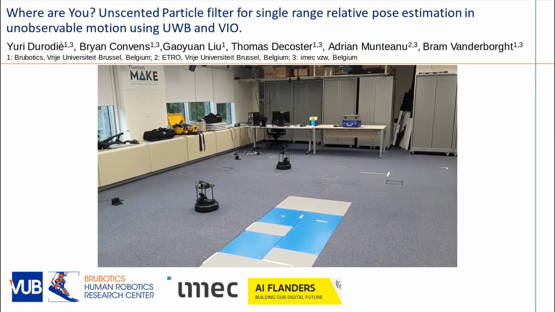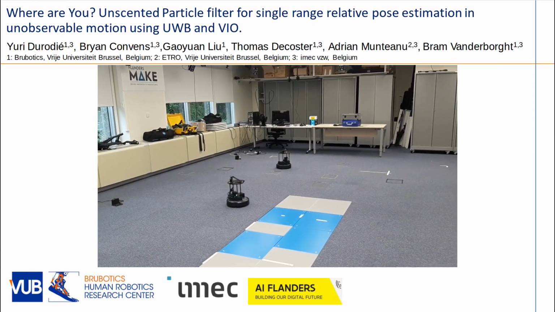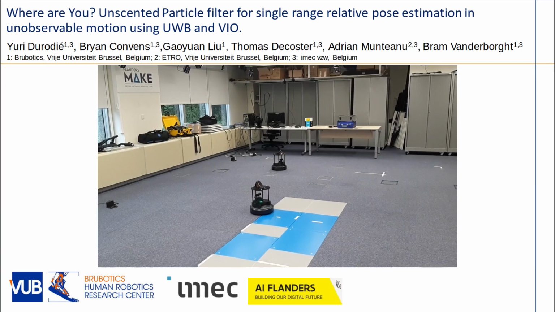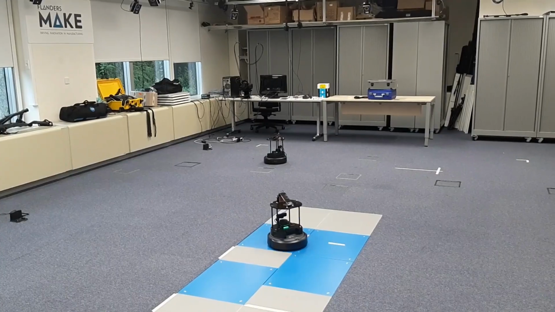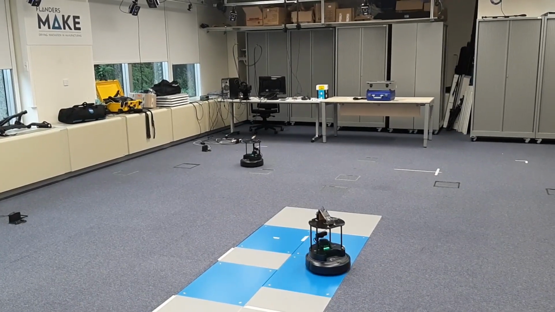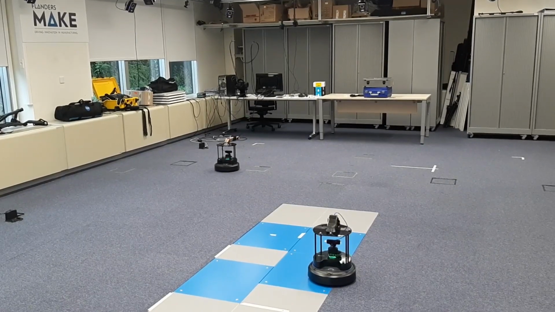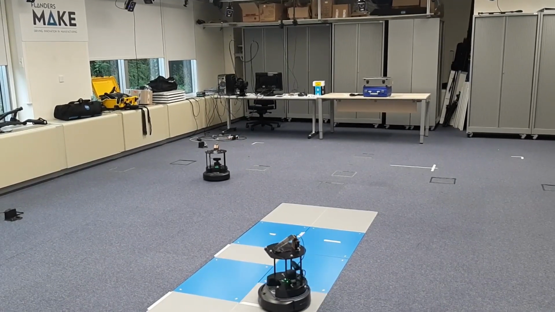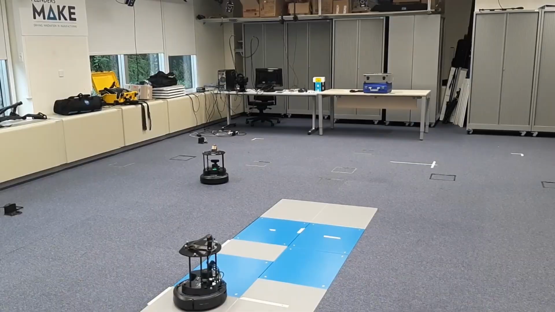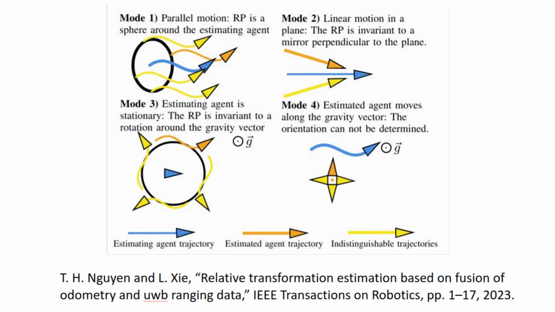When visual inertial odometry is combined with a single UWB device per agent, the relative pose between agents can become observable through relative motion. However, there are situations where the relative pose between the agents is unobservable. Intuitively, one can see that when both agents are not moving, the possible relative pose of the estimated agent is on a sphere around the estimating agent.